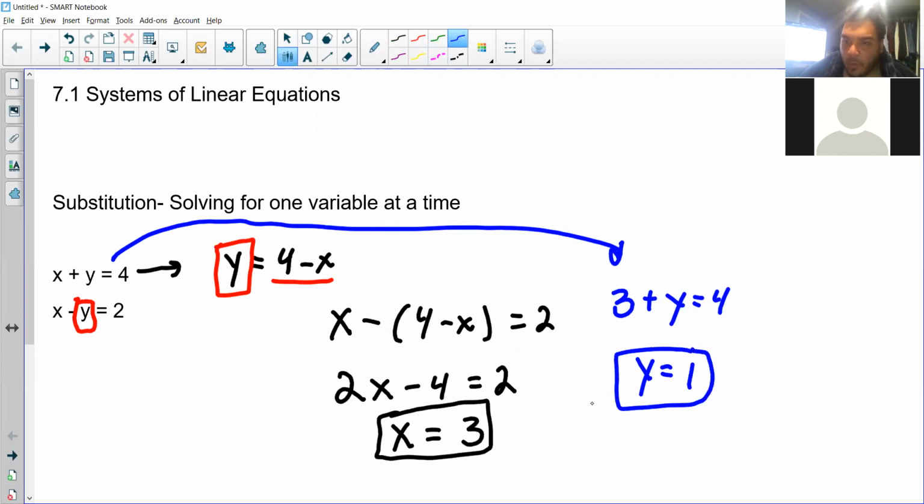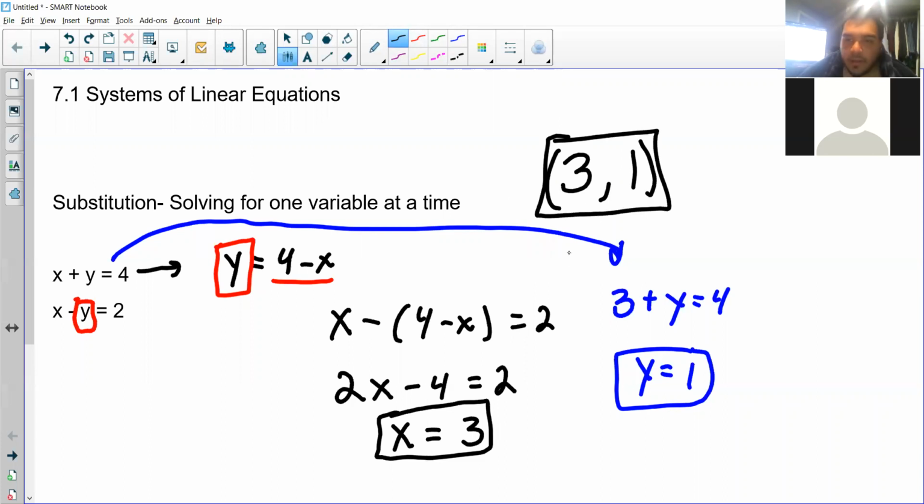Because this is an x comma y coordinate plane, you kind of want to put it as a coordinate point. So your final answer is 3 comma 1. I don't know why I wrote 4. 3 comma 1. You want to write your final answer as a coordinate point if it's x and y. We'll do word problems sooner or later. Those you don't need to write as a coordinate point.